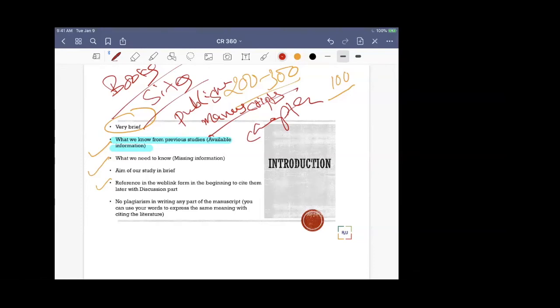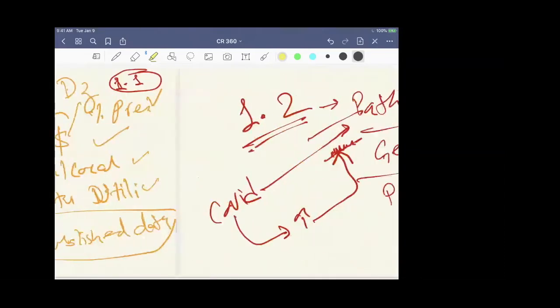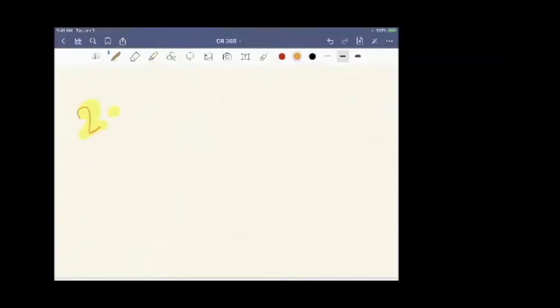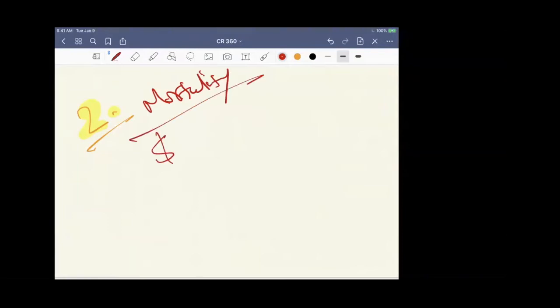Now paragraph number 2. Paragraph number 2 is focusing on what information is missing in those studies. For example, here I'm writing paragraph number 2. What information is missing? For example, you collected the data. Data on mortality is there. Maybe data on healthcare utilization is there. Maybe the data on prevalence is there.